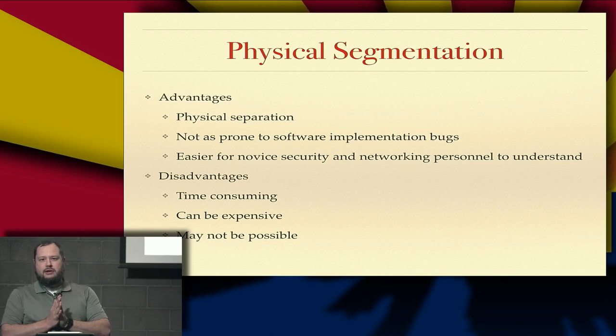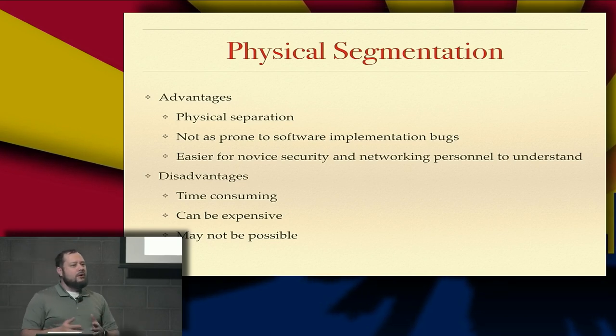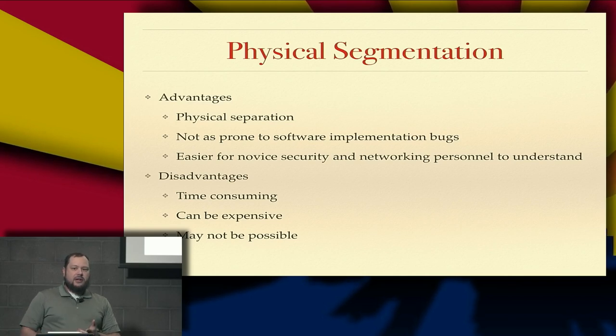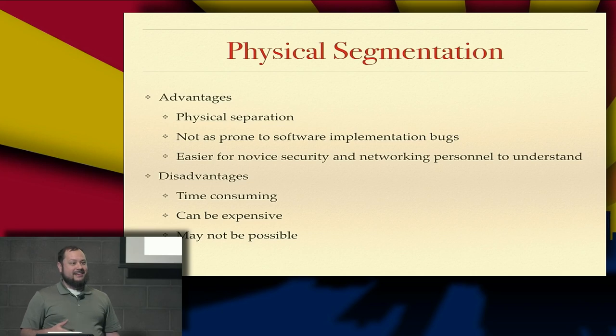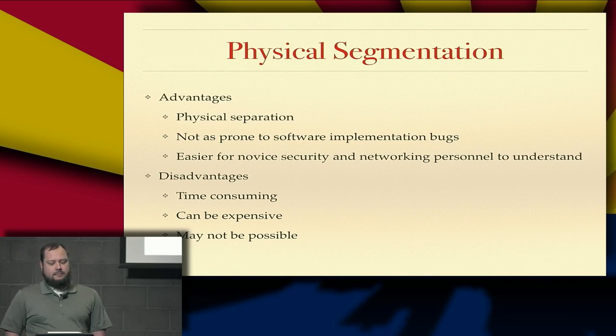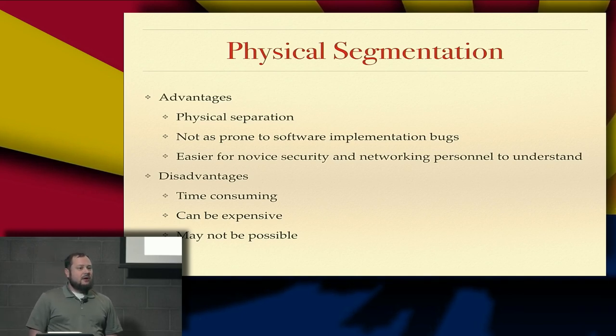22, 23, 24, I don't remember. One of the low 20 DEF CONs. And it was about virtual switches and some actual switches which had software bugs which actually did allow you to hop VLANs, right? That's a bad thing. Physical segmentation generally is not prone to those bugs. And it's easier for a networking novice to actually understand it.